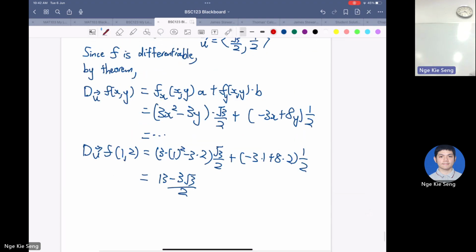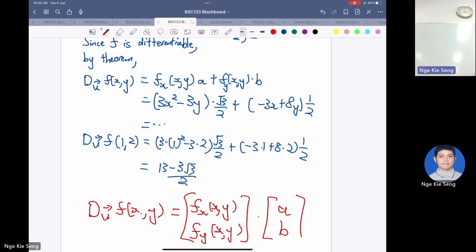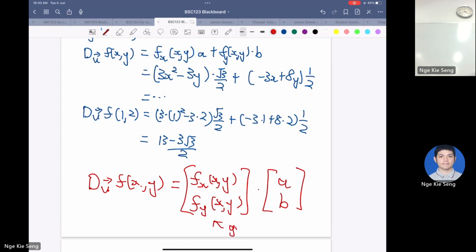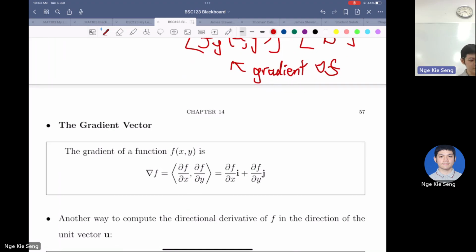So just now we said there's another form we can write it in, right? We can write it as a dot product. We know (a, b) is the direction that we want to differentiate. So what's the vector of the partial derivatives? This vector here is what we call the gradient of f. So you see our gradient upgraded already, going from one dimensional to two dimensional. Now it's a vector. We define the gradient of a function f to be the vector (del f del x, del f del y).